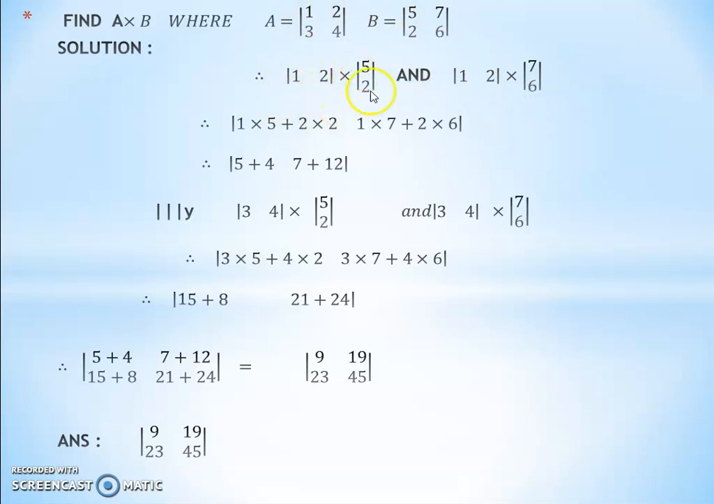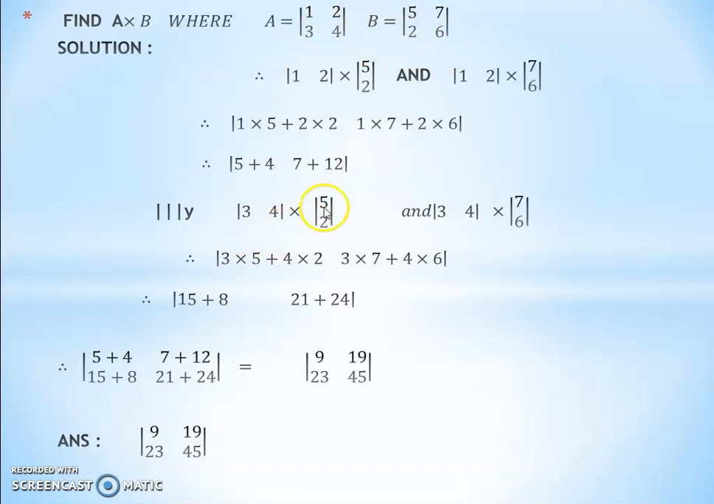1, 2 and 5, 2, column number 1; 1, 2 and 7, 6. 1 into 5 plus 2 into 2. 1 into 7 plus 2 into 6. 1 into 5 is 5 plus 4. 1 into 7 is 7, 2 into 6 is 12. Similarly, now second row, first column, second row, second column.